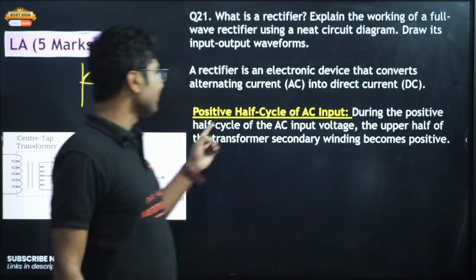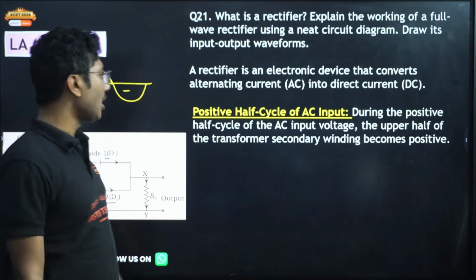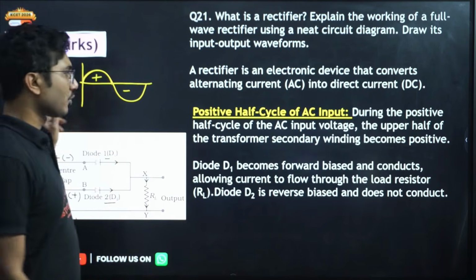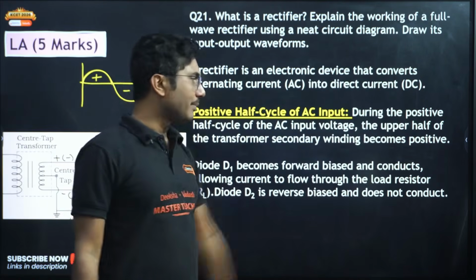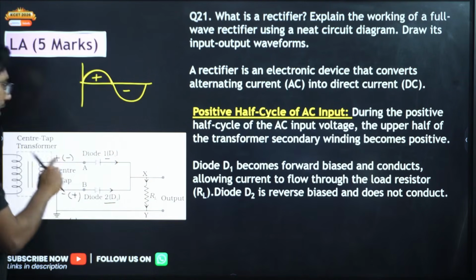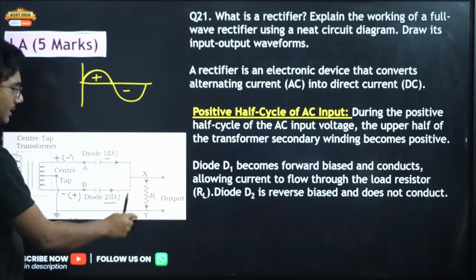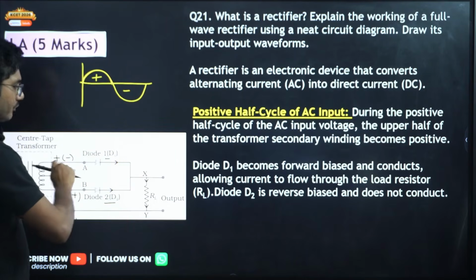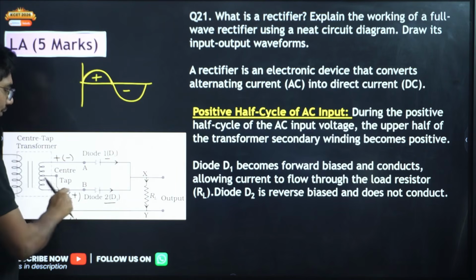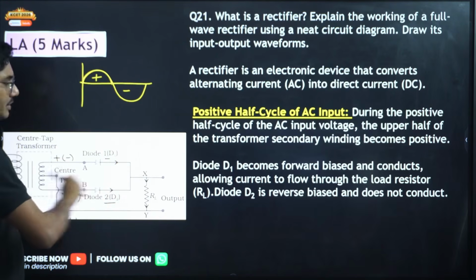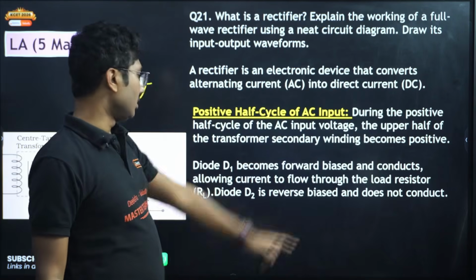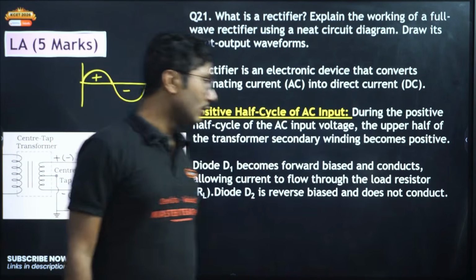During the positive half cycle of the AC input voltage, the upper half of the transformer secondary winding becomes positive. So this one becomes positive. Okay, diode D1 becomes forward biased and conducts, allowing the current to flow through the load resistor. So if you see that the P side is positive and the other side is 0, so current will pass from positive to 0. So this diode conducts, whereas diode D2, this is negative, the P side is negative, so that means this does not conduct. So only this diode is conducting, allowing the current to flow through the load resistor.